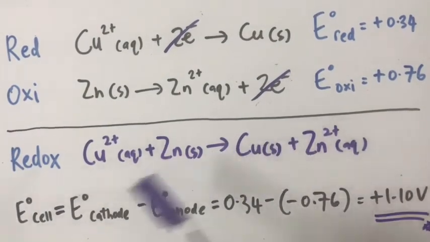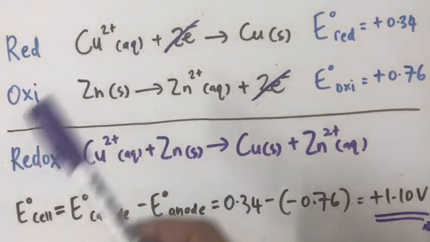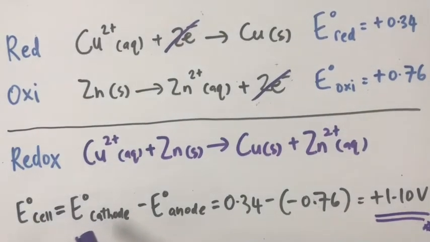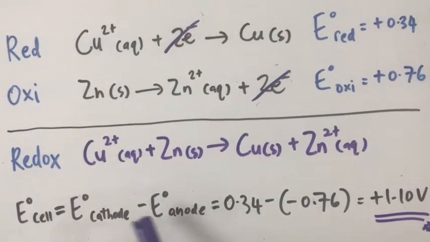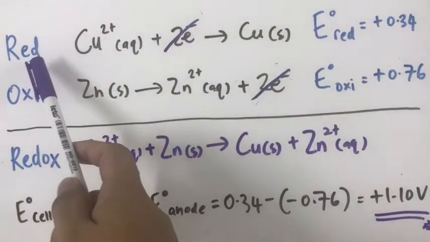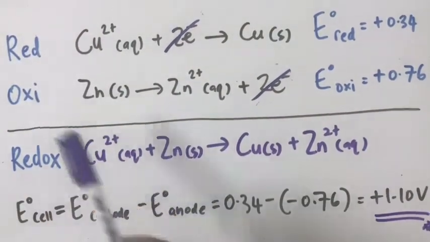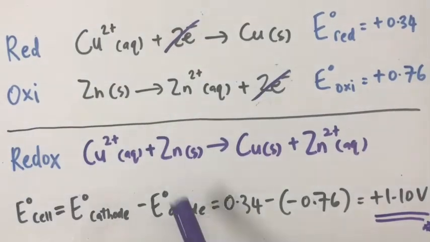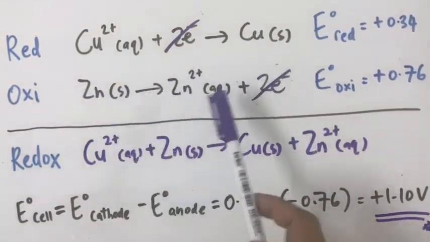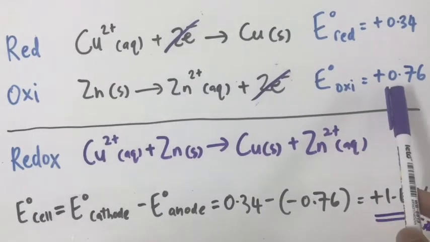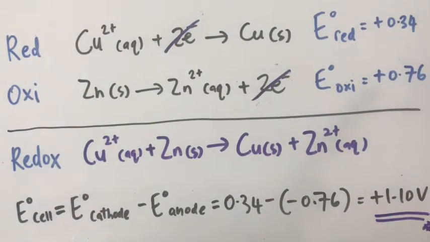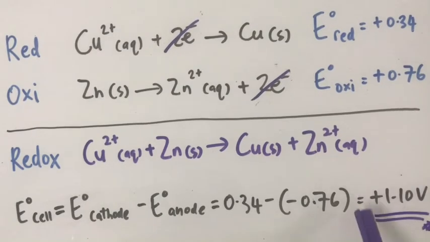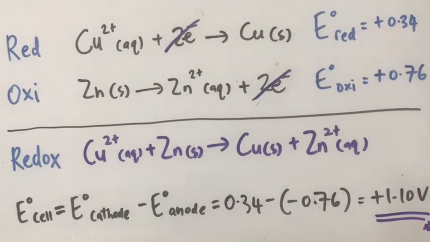So how do we calculate the E naught cell for the system? The equation is E naught cathode minus E naught anode. E naught cathode is the reduction potential, and E naught anode is the oxidation potential. But in this case, we need to reverse the oxidation to reduction, so you will get negative 0.76 volt. So you just need 0.34 minus negative 0.76 volt, and you will get positive 1.10 volts. This is the overall E naught cell for the system.